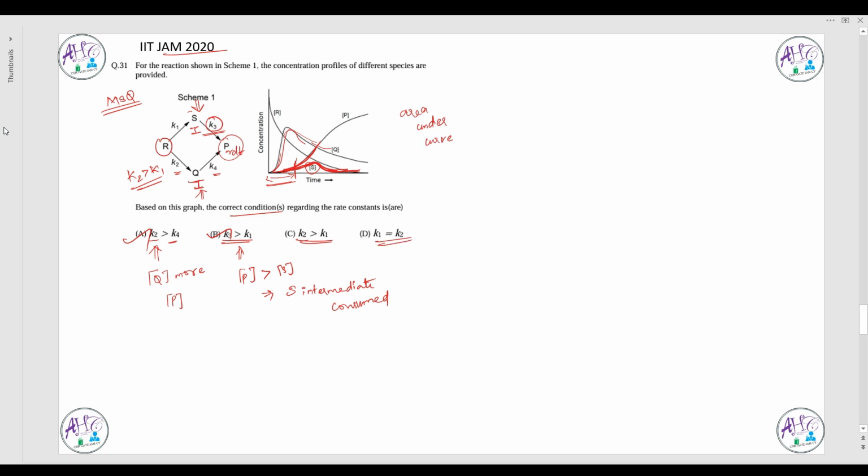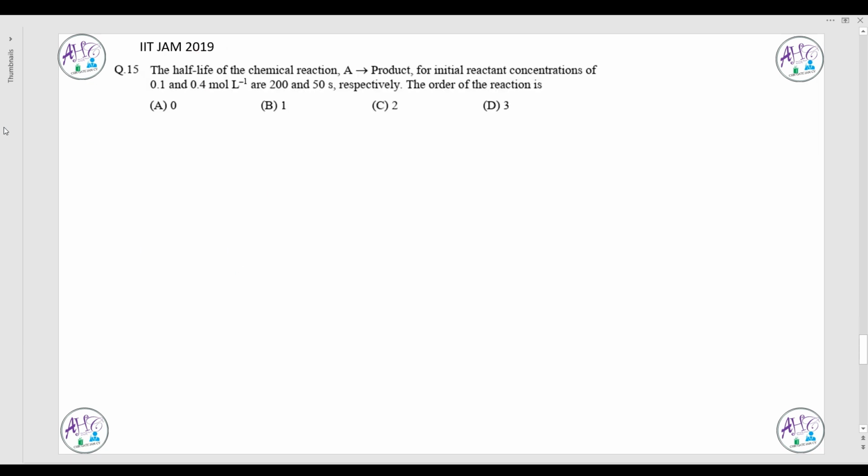ஆப்ஷன் டியில் வந்து பாருங்கள். So option C is the correct answer. So option D என்ன இருக்கு, K1 is equal to K2, which is definitely wrong. K1 is not equal to K2. So your answer A, B and C is the correct answer. Next question, this is from IIT Jam 2022.